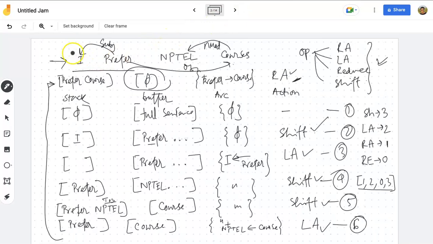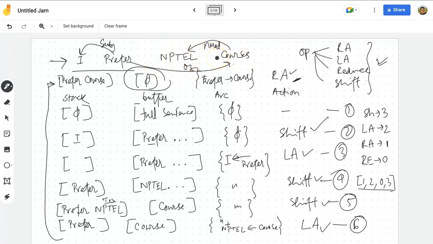So this is the sentence: I prefer NPTEL courses. Okay. What are the different operations that you can perform? It's right arc, left arc, reduce and shift. And this is the dependency structure of this sentence, I prefer NPTEL courses. So prefer is the root, I is the subject, courses is the object, and NPTEL is just a modifier for courses.